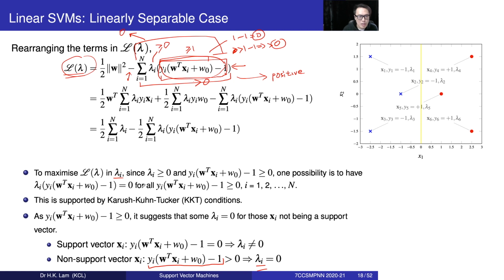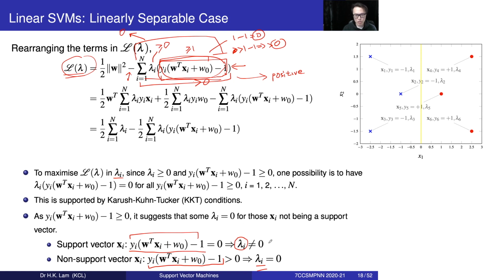When this term equals 0, and then we allow lambda I to be non-zero, the multiplication, lambda I multiplied by this term right here, will become 0. That means no matter what, the second term right here is 0. Either the yi times this thing equals 0, or lambda I is 0.